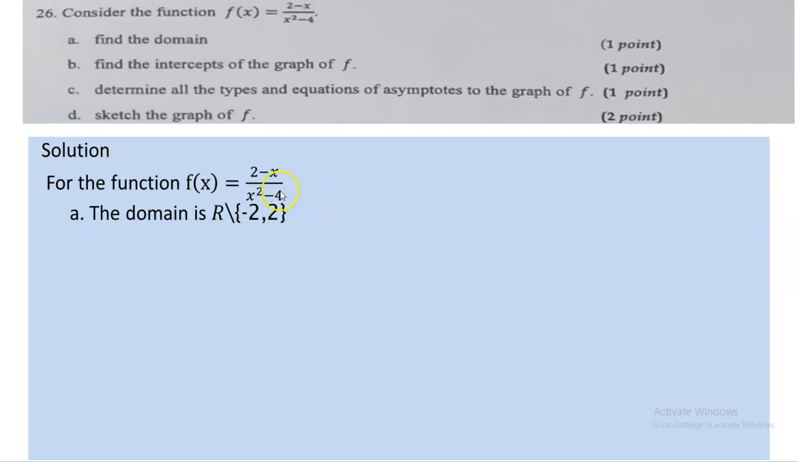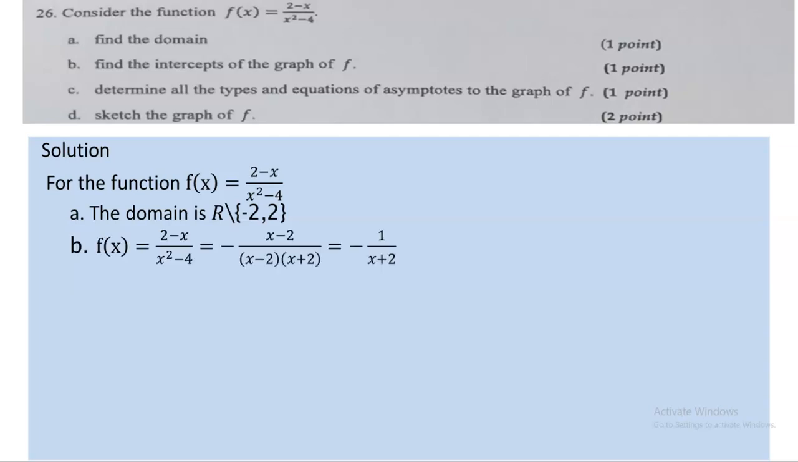The denominator is 0 if x is either positive 2 or minus 2. So the domain is the set of all real numbers except minus 2 and 2. This is just to say that you are free to use any number for x for f to have meaning. But when you take minus 2 and 2, everything goes wrong, or everything goes undefined. So the domain is the set of all real numbers except minus 2 and 2.